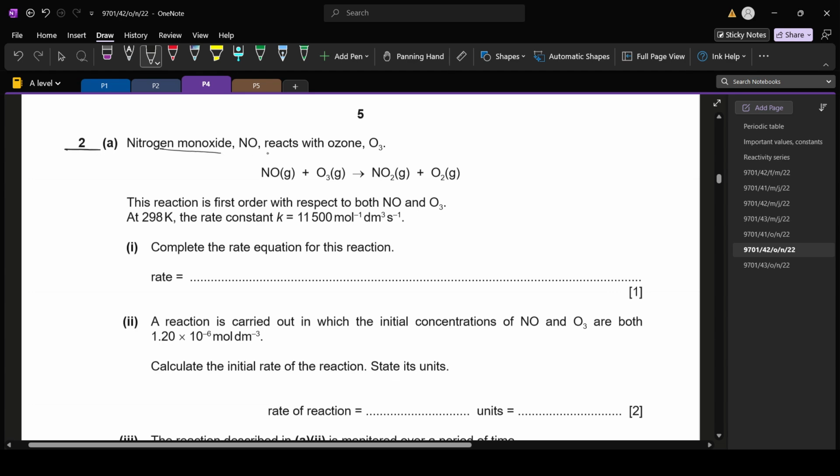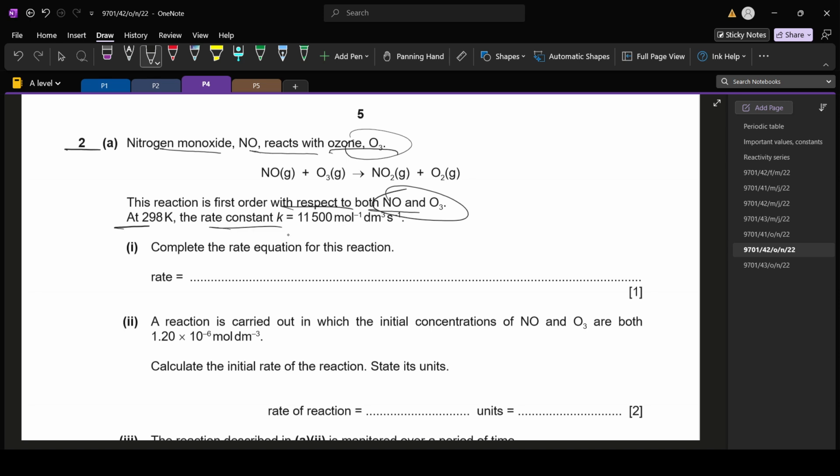Question number 2. Nitrogen monoxide reacts with ozone. This reaction is first order with respect to nitrogen monoxide and ozone. At 298 Kelvin, the rate constant is 11,500. Complete the rate equation for this reaction. So rate equals k, what is the order of reaction with respect to nitrogen monoxide? It is first order, and also first order with respect to ozone. So this is your rate equation for this reaction.